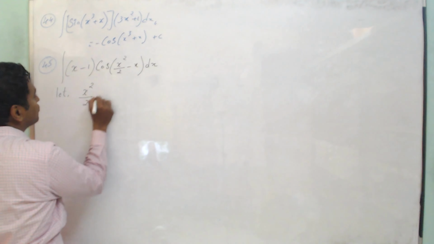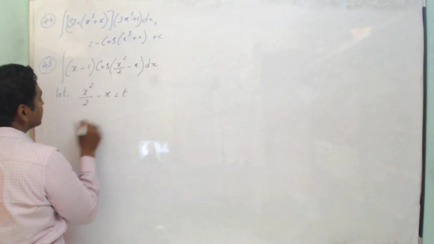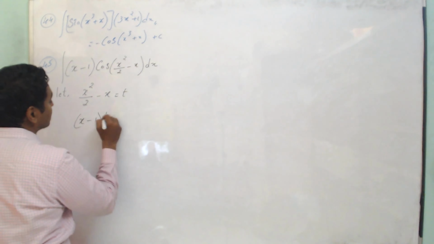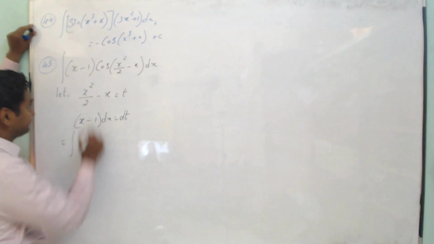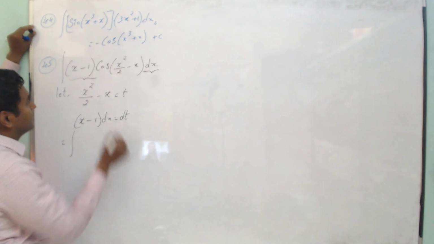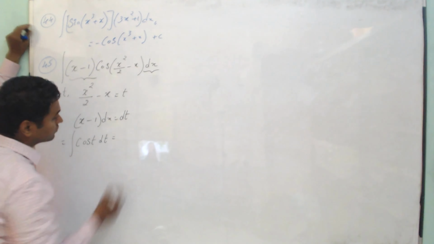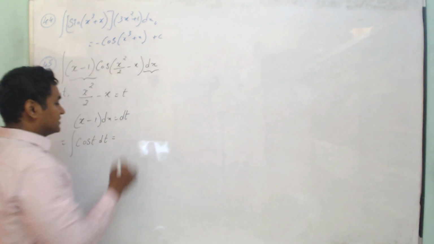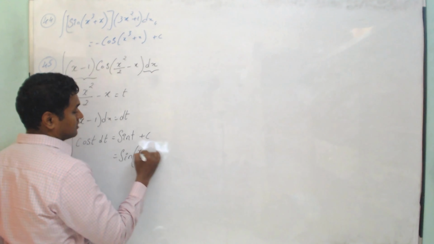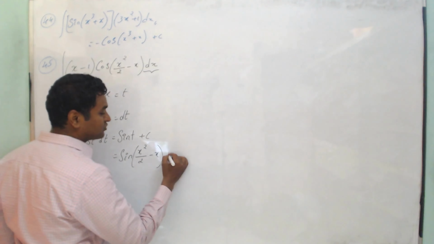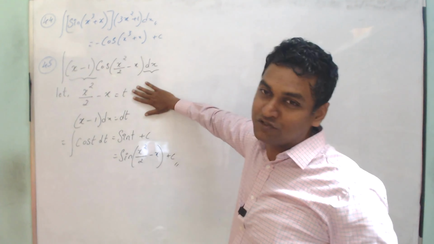Let x square by 2 minus x is equal to t. Okay, so mine is right. When you differentiate, you get x minus 1 into dx is equal to dt. So my original question will transform itself as x minus 1 dx is dt, and the remaining integral is cos t dt. And what is integral cos t dt? It is sin t plus c. And t is x squared by 2 minus x, so sin of x squared by 2 minus x plus c. Did you do the same? Yes, I got the same. You got the same answer, but did you take the same substitution? Yes.